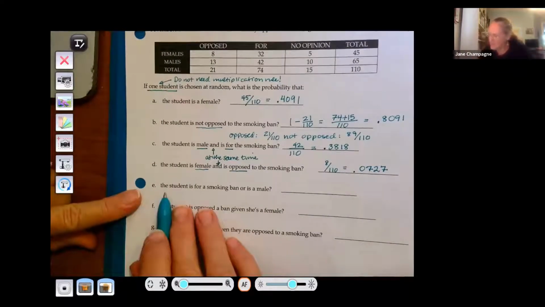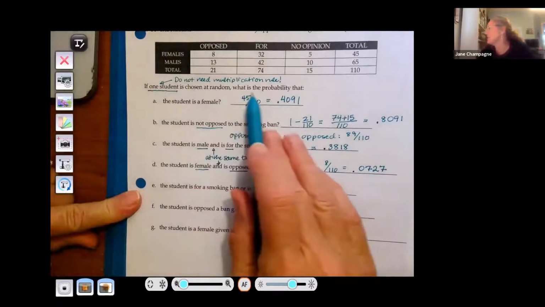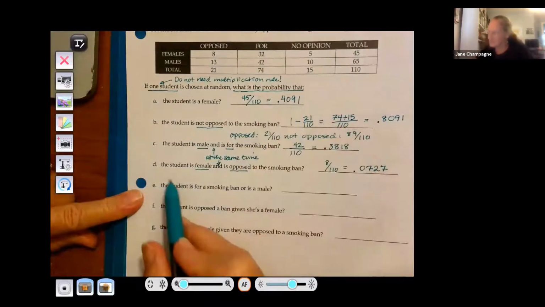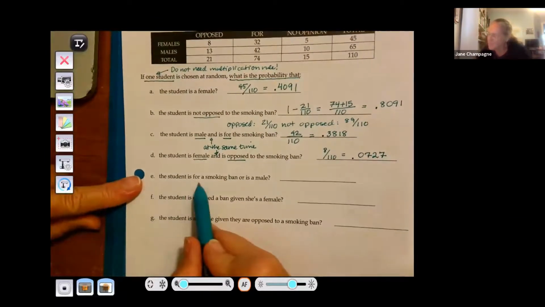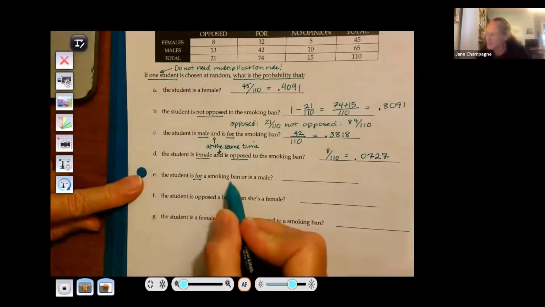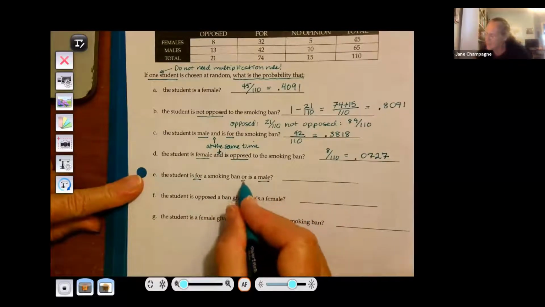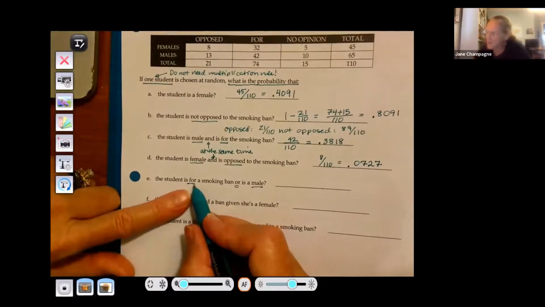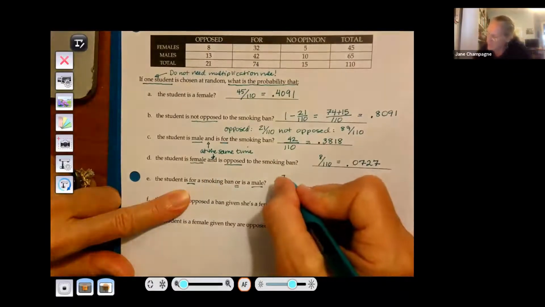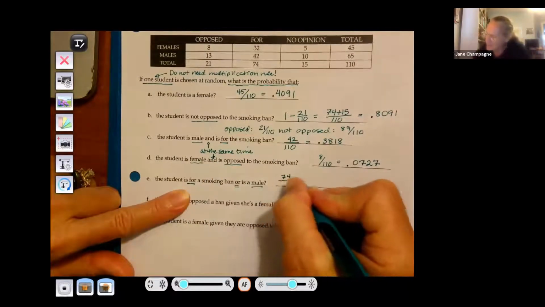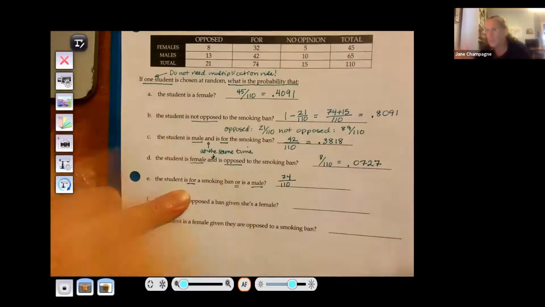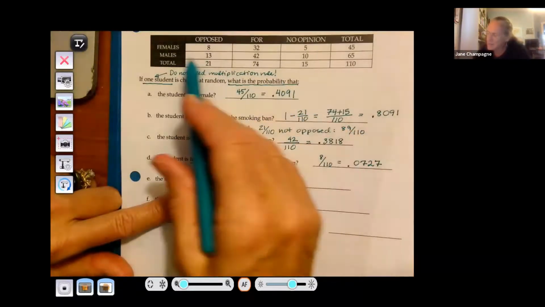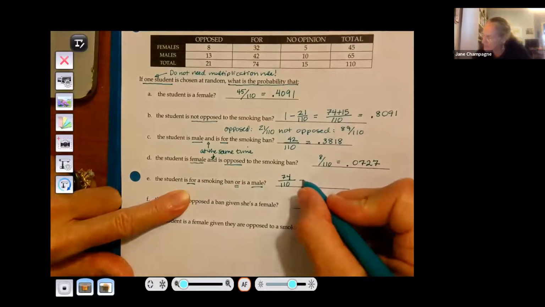What's the probability, right, it always starts with what's the probability that, that's the beginning of each of these statements. What is the probability that the student is for a smoking ban or is male? Okay, and this one's or. So this is the addition rule. We need to add. Well, how many are for the smoking ban? 74 out of 110. Make sure you always do probabilities out of the total. Or is male. There's how many that are male? 65. So we add those together.